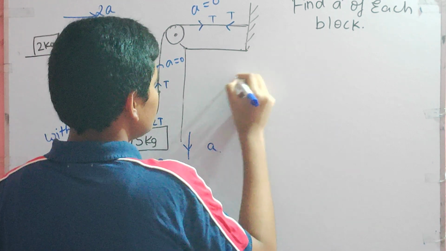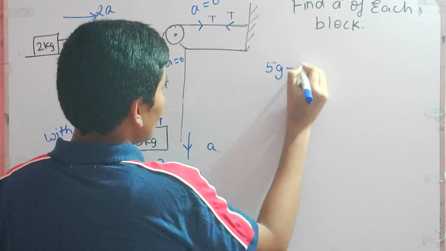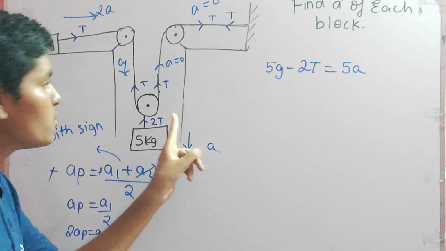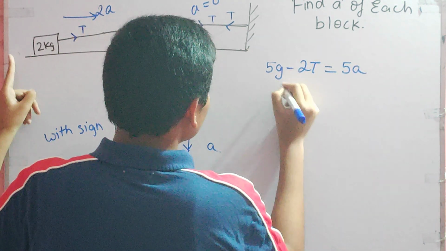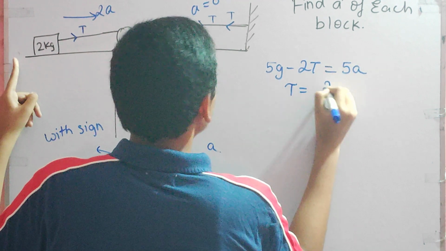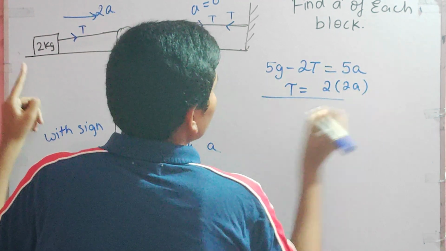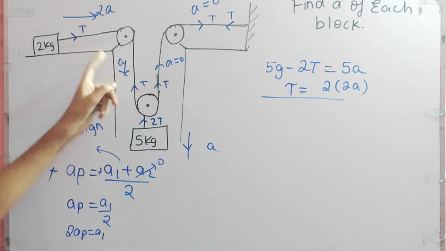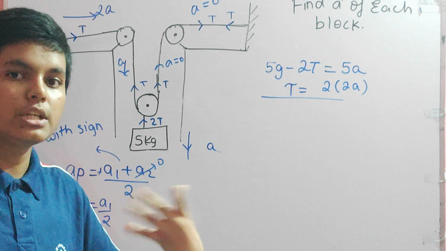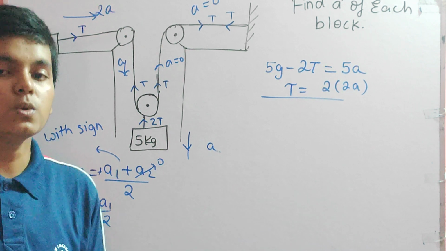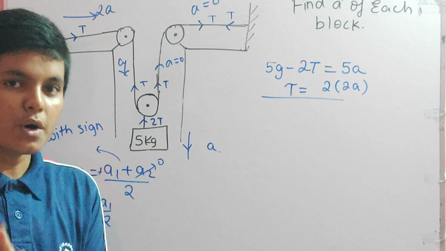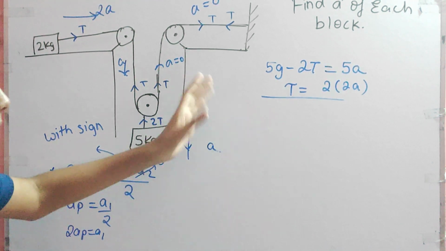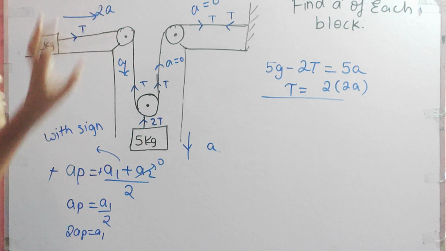So for the 5 kg block we can take 5g minus 2T is equal to 5a, because the tension is 2T. And for the 2 kg block, T is equal to 2 into 2a. Why? Because the acceleration of this block is 2a. So T is equal to 2 into 2a. That is why we have to use mg and ma, where m is 2 and the acceleration is 2a.